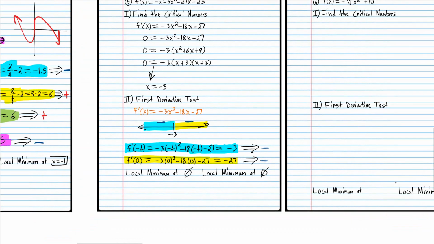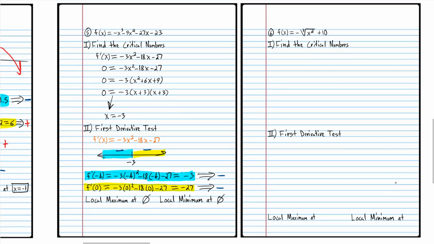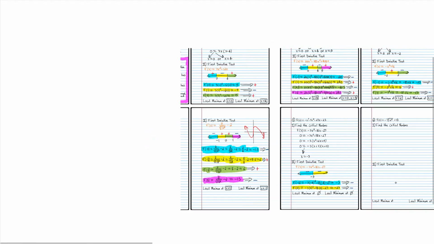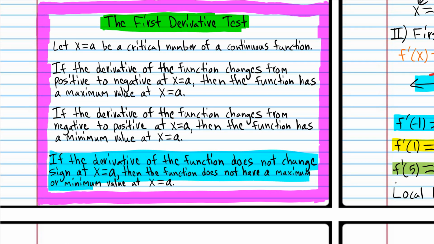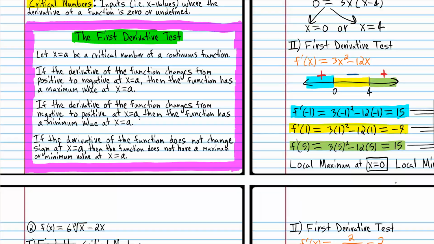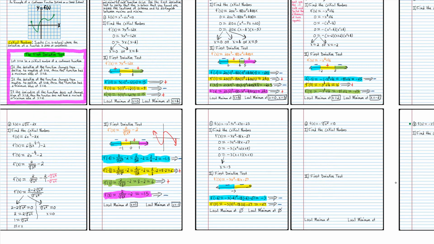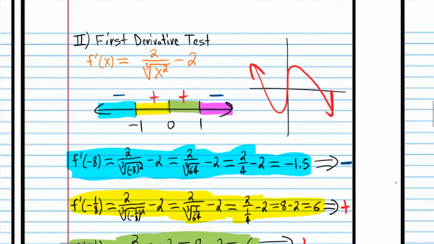Okay, so that was kind of a tricky one, because there was really no answer other than there is no local maximum or local minimum. So sorry if that was kind of a trick question there. This is the third situation that we just dealt with. If the derivative of the function does not change sign at x equals a, then the function does not have a maximum or minimum value at x equals a. We dealt with that situation here on problem number 2 also.